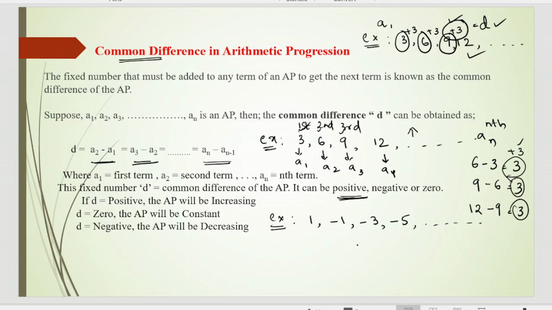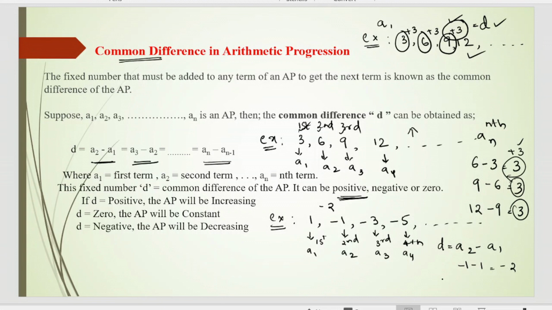Now, let us find out the common difference. This is the first term, this is the second term, this is the third term, and this is the fourth term: A1, A2, A3 and A4. If you want to find the common difference, D equals A2 minus A1. A2 is -1 minus A1 which is 1, which is -2. The common difference is -2 here.